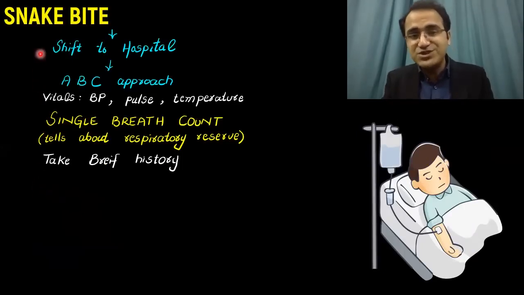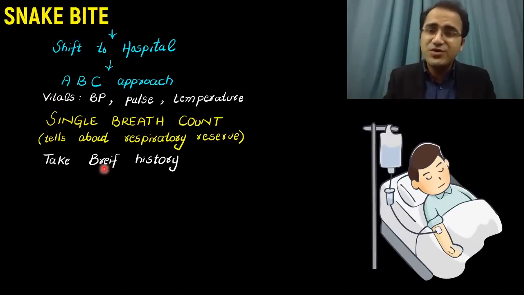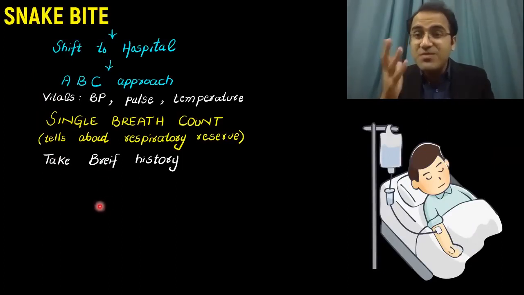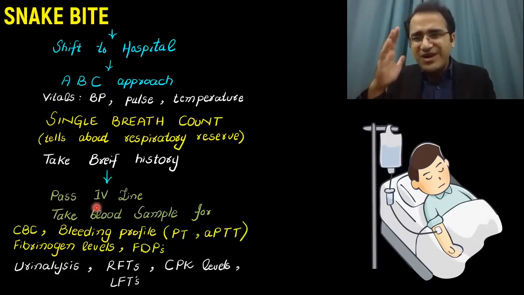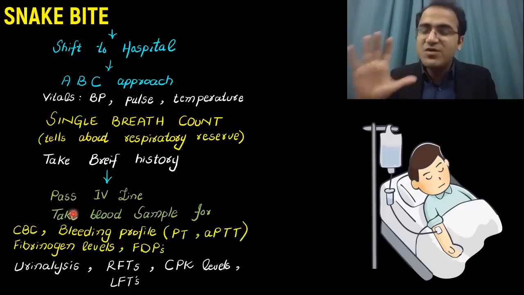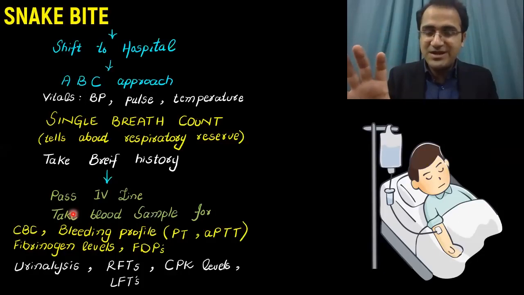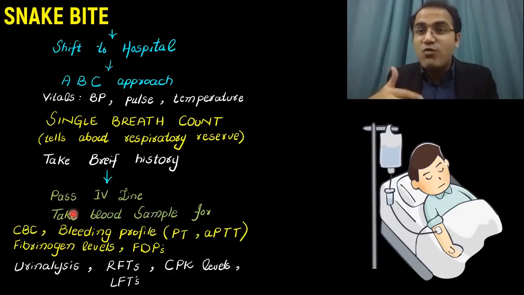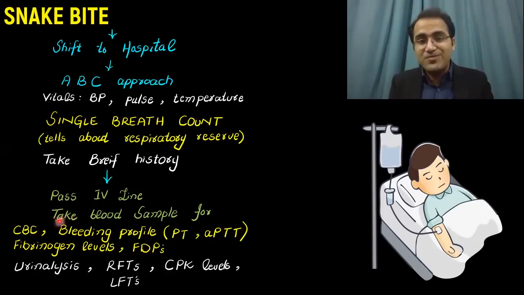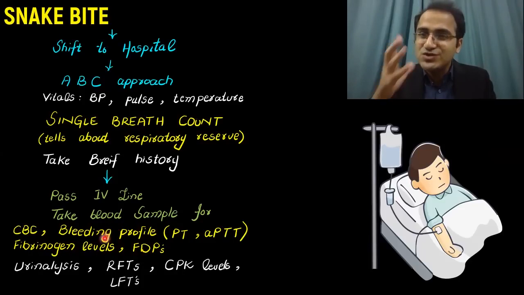After you have shifted the patient to the hospital, you have taken the vitals, the single breath count, the history, and you have known the type of snake. Now, after understanding the mechanisms by which these snakes kill their prey, you can easily understand what investigations you need to order. You need to order bleeding profile, CBC, fibrinogen, fibrinogen degradation products to see coagulopathy in hemotoxic snakes.